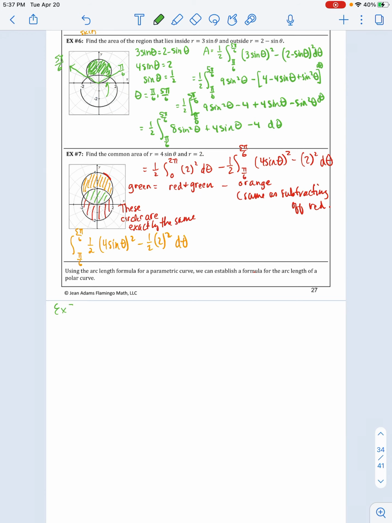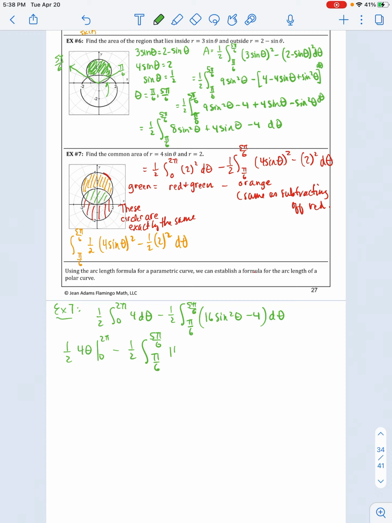Okay, so let's do this problem. Let's do it in a nice color, I guess. So this is our example number 7. So we've got 1/2 integration from 0 to 2 pi of 4 d theta minus 1/2 integration from pi over 6 to 5 pi over 6, 16 sine squared theta minus 4 d theta. So 1/2 4 theta from 0 to 2 pi minus 1/2.